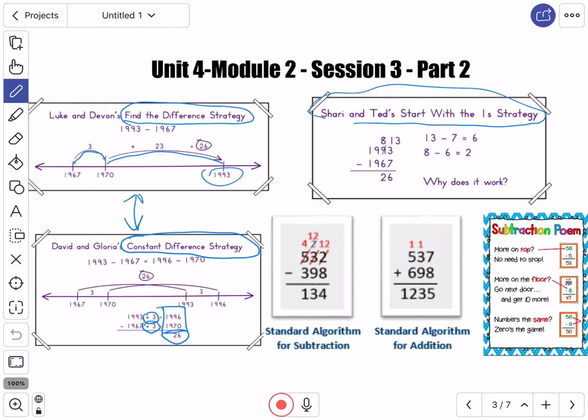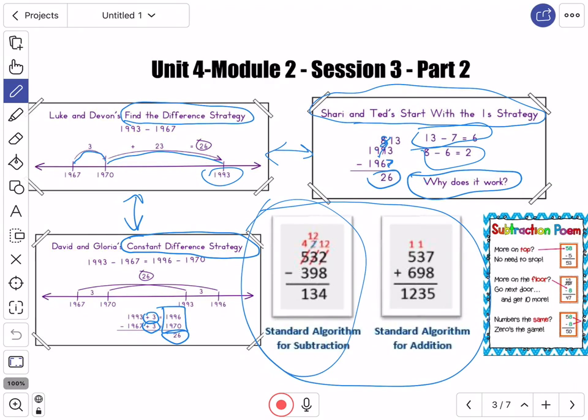And then the other one over here was Ted and Sherry's start with the 1 strategy, which is like the intro or beginning to the standard algorithm of subtraction. So in this case, I can't take away 7 from 3, so I had to go and regroup. So my 9 became an 8, and my 3 was then a 13. 13 minus 7 equals 6, and then 8 minus 6 equals 2, and then I have my answer of 26. All right, there we go. Because 13 minus 7 equals 6, and 8 minus 6 equals 2, we know that 9 minus 9 is 0, and 1 minus 1 is 0. So there, my friends, are 3 strategies, and now we're talking about the standard algorithm for subtraction, not so much addition, okay?